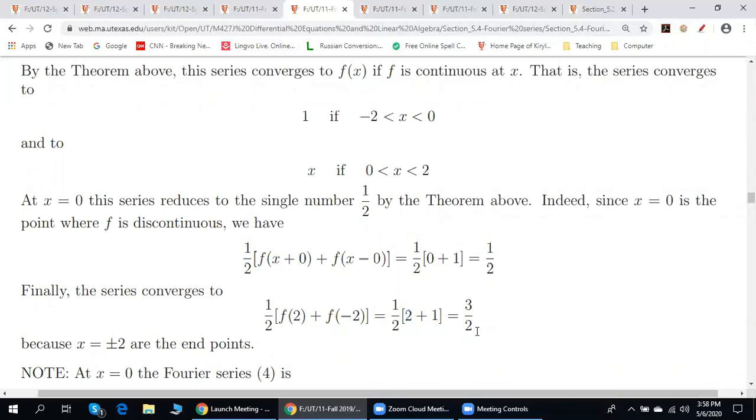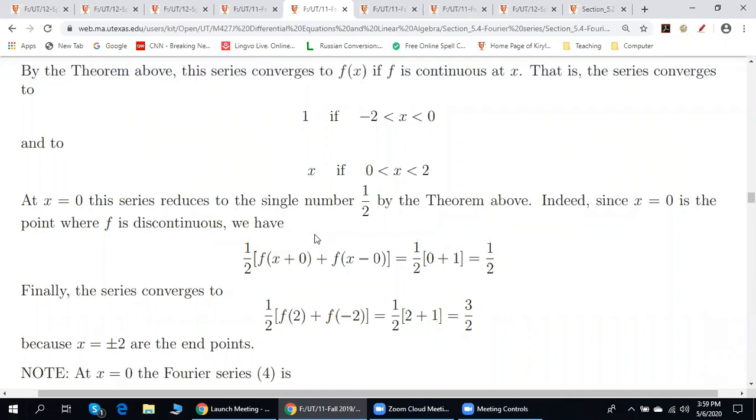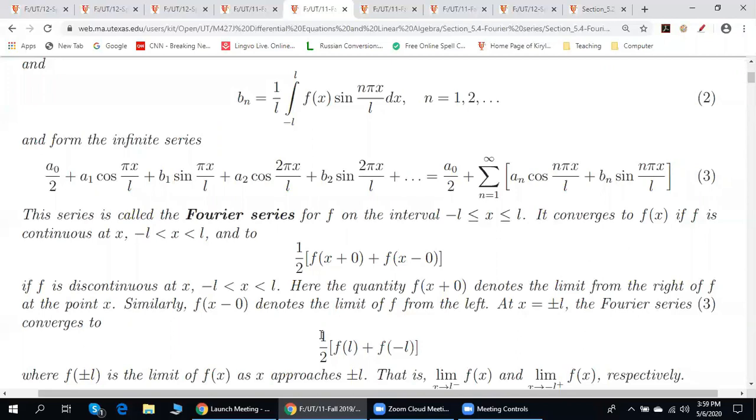Any questions here? Does the 3/2 mean at both endpoints? Exactly. So another thing about this theorem is no matter which point we plug in, at both endpoints, our series converges to the same number because the expression is the same. No matter if we have plus L or minus L. Okay, thank you. Other questions?